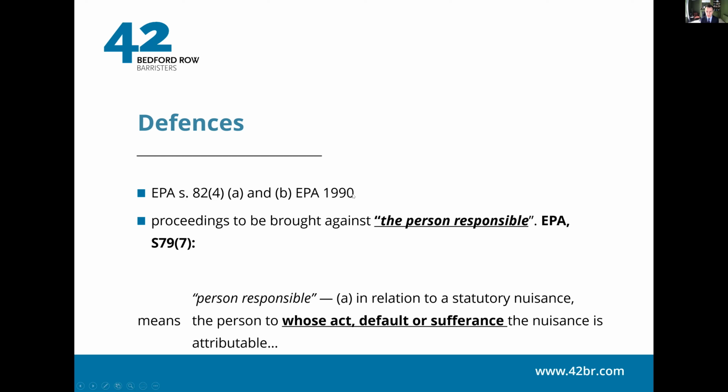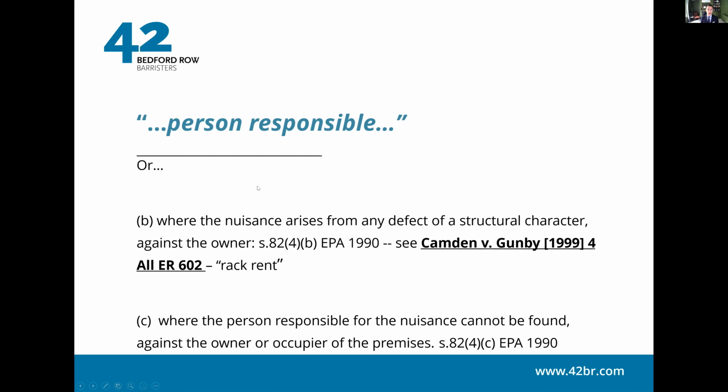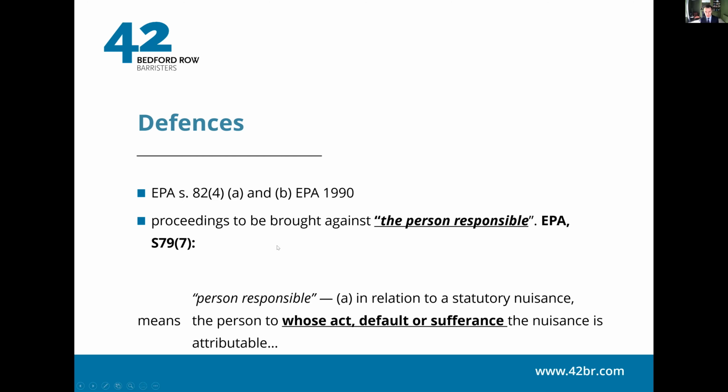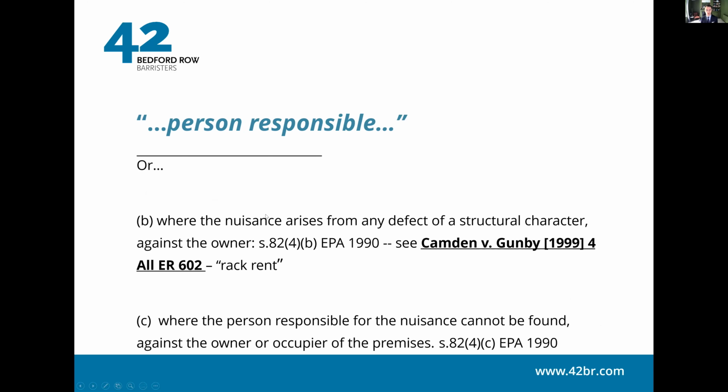So in a very obvious example, the person who has failed to remedy the roof, resulting in a leak that constitutes a statutory nuisance. But there are two other scenarios, if you like. The first one there is the person whose act, default, or sufferance the nuisance can be attributed. But then we have 2 and 3 on the following slide.